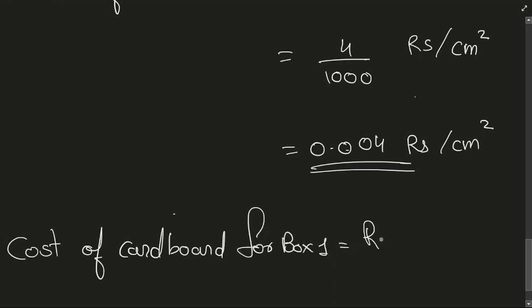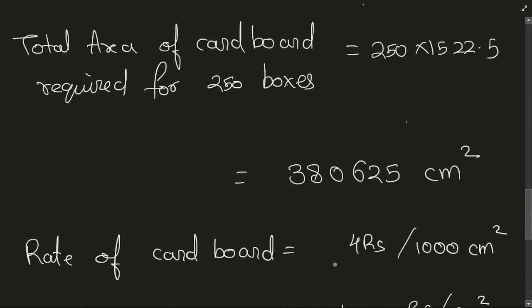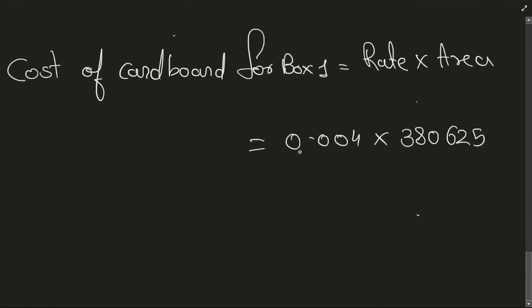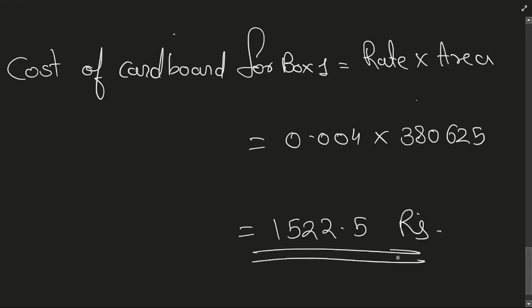will be equal to rate into area, right? The cost is always equals to area into its rate. So cost of cardboard with the rate is 0.004, and what is the area required? The area required is 38065. So you can also multiply and then take 4 decimal places back. So it will be 38065 into 0.004 equals 152.26. So this is the cost of cardboard for box 1 type.